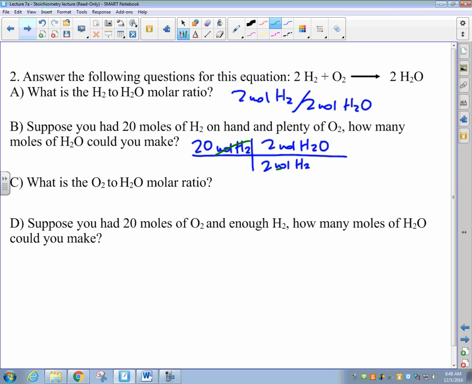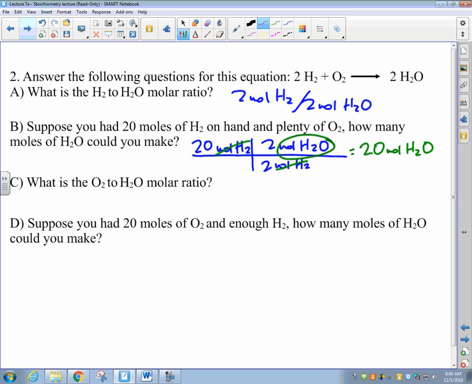Moles of hydrogen cancel with moles of hydrogen. I'm left with moles of water. That tells me exactly what I predicted. We can produce 20 moles of water given that amount of our reactants. So far, so good. Easy peasy.